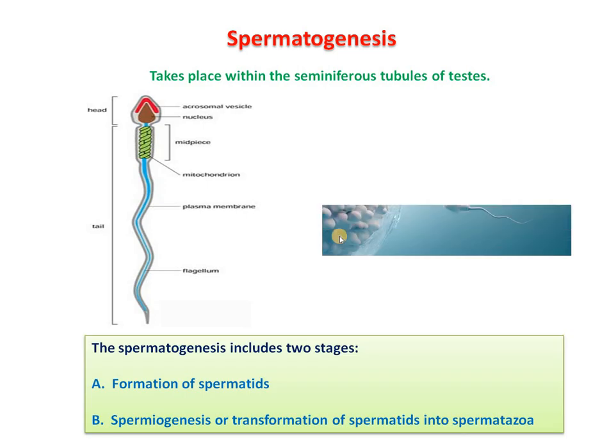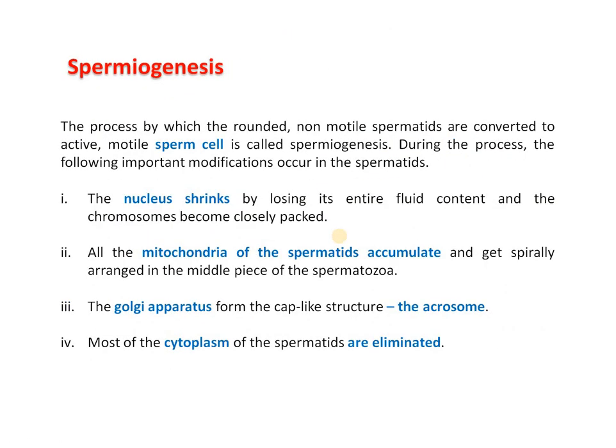Now, what is the function of the acrosome? It helps during the fertilization process, and we will see it in detail in the fertilization topic. Next, most of the cytoplasm of the spermatids is also eliminated. So in this way, the sperm attains its elongated structure.